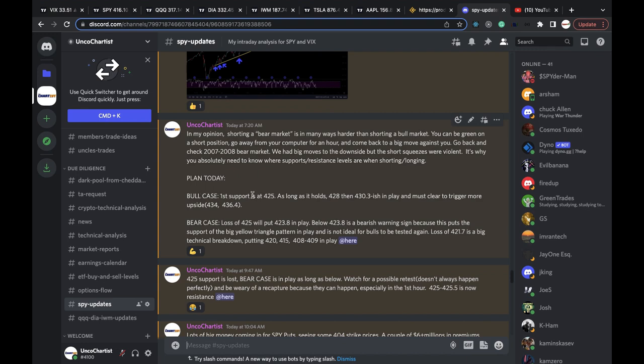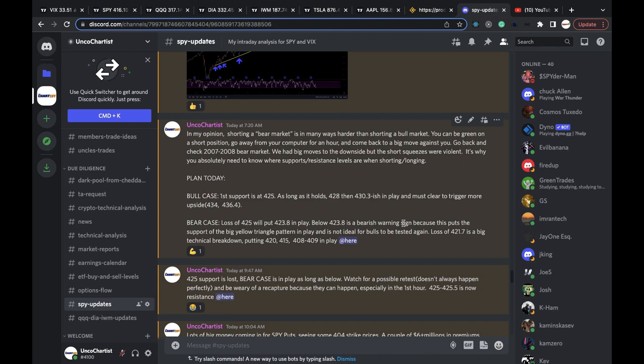First support is at 425 because in pre-market SPY was up around 426, 427. As long as it holds 428, then 430.3 is in play, and we must clear that level to trigger more upside. So 425 was my equilibrium level. It was my line in the sand, if you will.